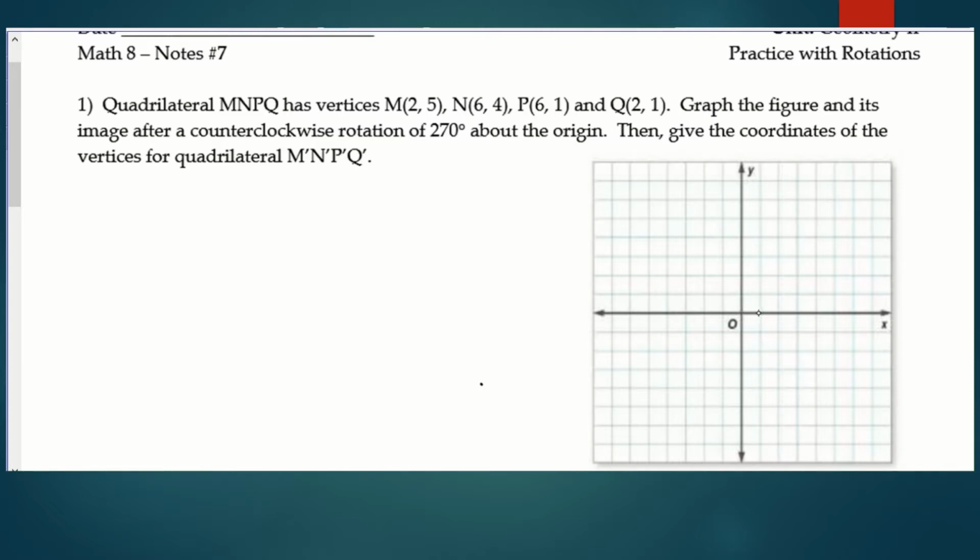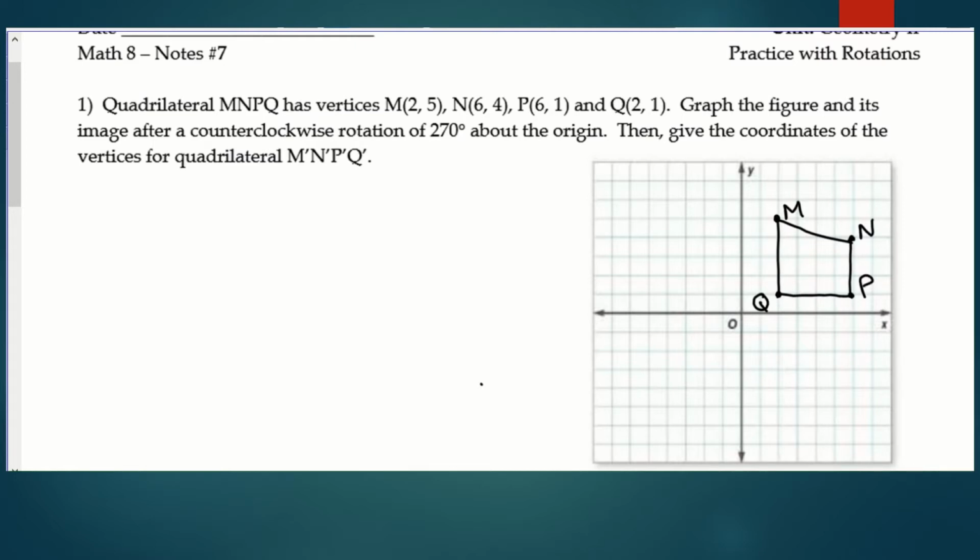Okay, so let's take a peek. M is located at 2, 1, 2, 3, 4, 5. N is located at 1, 2, 3, 4, 5, 6, 1, 2, 3, 4. P is located at 1, 2, 3, 4, 5, 6, comma 1. And Q is located at 2, 1. All right, so I am not going to be using a ruler here, so I'm just going to connect my dots the very best I can. So bear with me on my figure here.